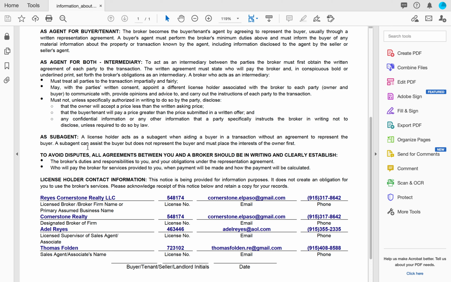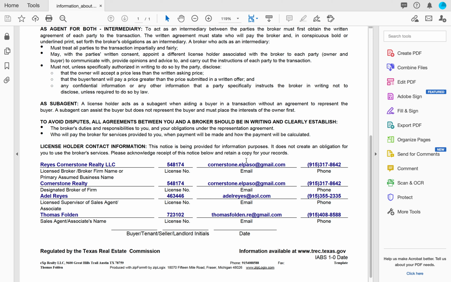And sub-agent, don't really mess around with this at all. A license holder acts as a sub-agent when aiding a buyer in a transaction without an agreement to represent the buyer. A sub-agent can assist the buyer but does not represent the buyer and must place the interest of the owner first. To avoid disputes, all agreements between you and a broker should be in writing and clearly establish the broker's duties and responsibilities to you and your obligations under the representation agreement. Who will pay the broker for services provided to you, when payment will be made, and how the payment will be calculated. The license holder contact information.